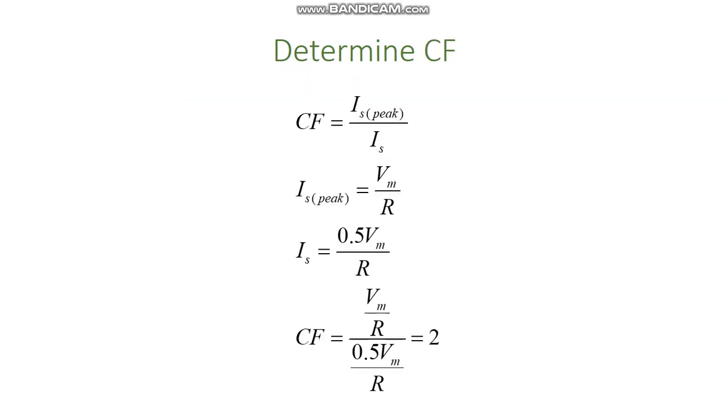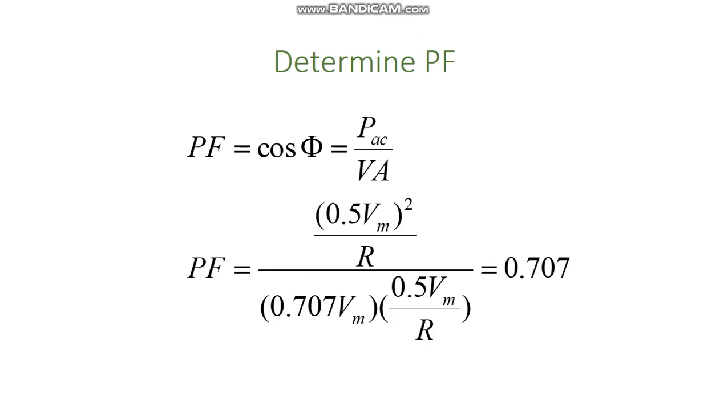Similarly, now finding the crest factor, IS peak can be calculated as Vm maximum value over R, and we have the RMS value as 0.5 Vm over R. The ratio of these both will turn out to be CF equal to 2.